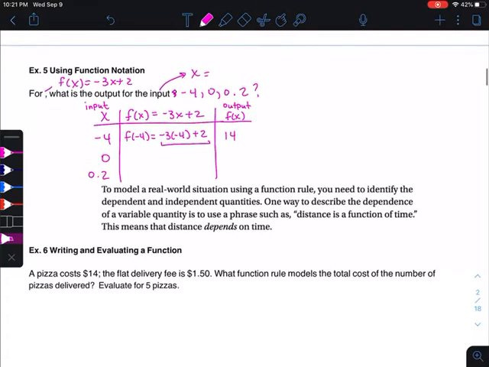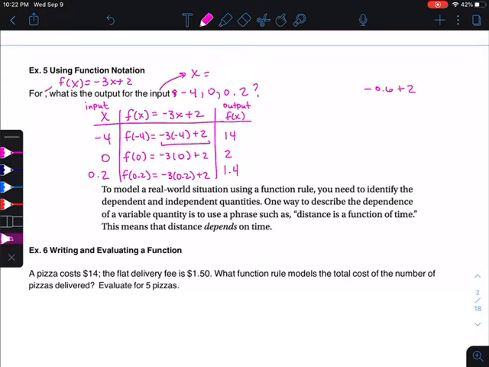14. If I plug in 0, what's the value of our function at 0? So negative 3 times 0 plus 2. Well, anything times 0 is 0, plus 2 gives us 2. And then what is the value of our function at 0.2? We'd have negative 3 times 0.2, and then we would add 2 to that. So negative 3 times 0.2 would be negative 0.6. Negative 0.6 with a positive 2 would give us a positive 1.4. Just some mental math. Throw it in the calculator if you need.